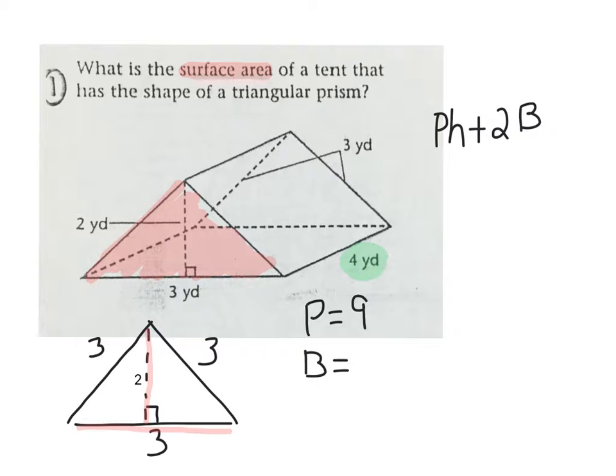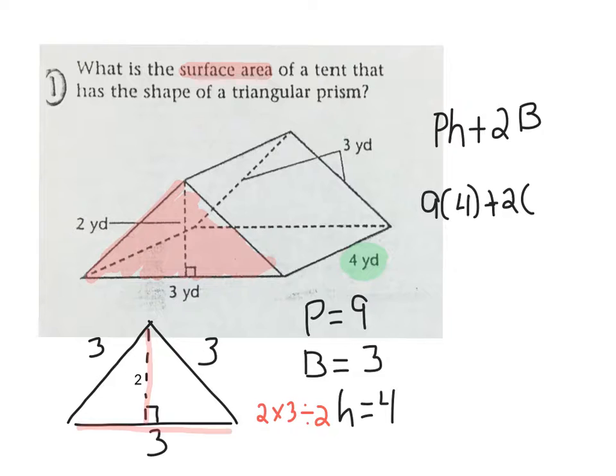So we would say 2 times 3, and then divide that by 2. So 2 times 3 is 6. 6 divided by 2 is going to be 3. And then the height of my prism, which I already did in green, is 4. So now, once I have that, we can go ahead and write it into our formula. 9 times the height, which is 4, plus 2 times the area of the base, which is 3.